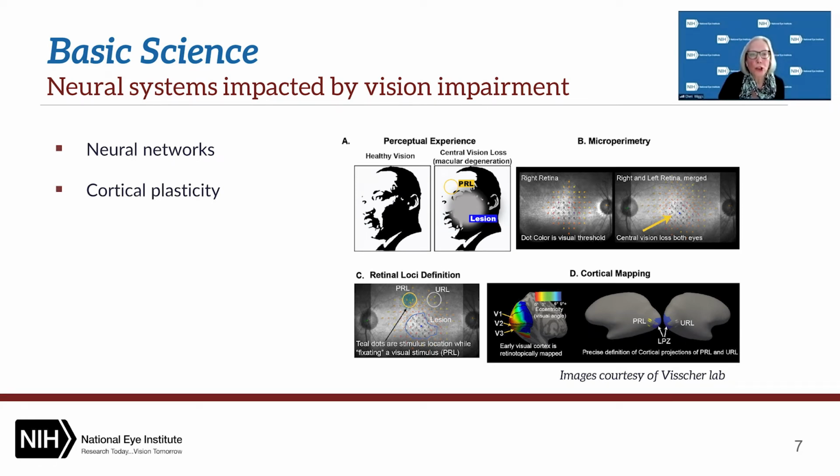As I mentioned, the portfolio also supports basic human neuroscience work, where advances in neuroimaging have provided unprecedented opportunities for researchers to understand the neural systems impacted by visual impairment. The portfolio includes work using a variety of methods, including electroencephalography, magnetoencephalography, and then, of course, functional magnetic resonance imaging, or fMRI.